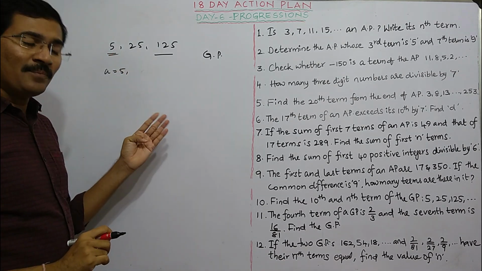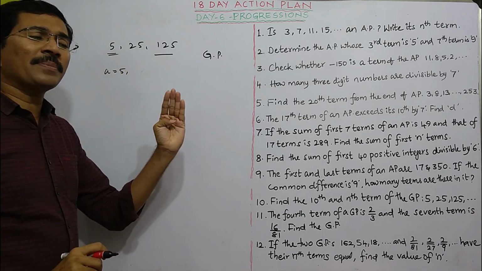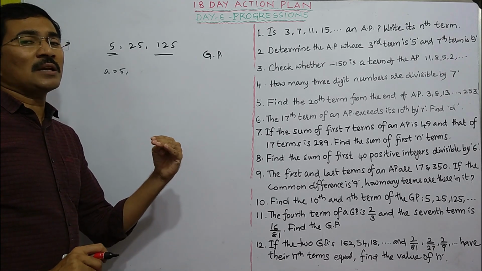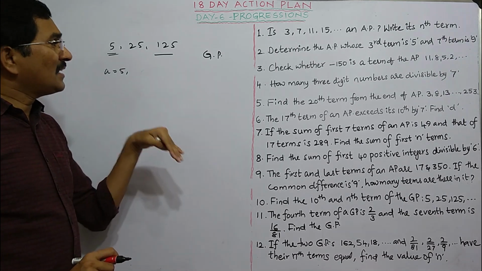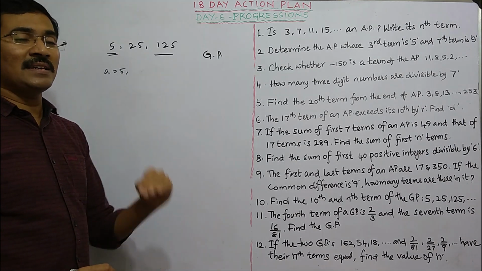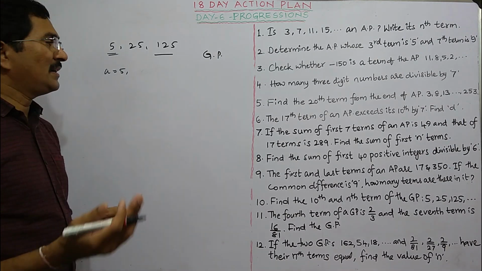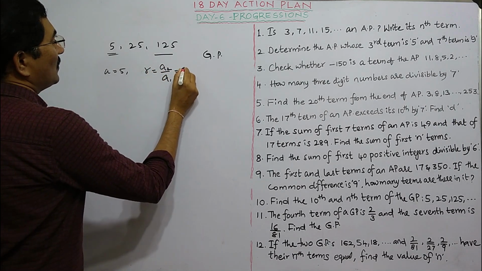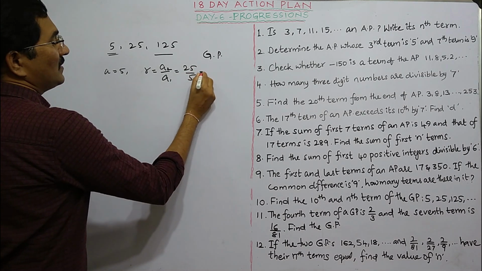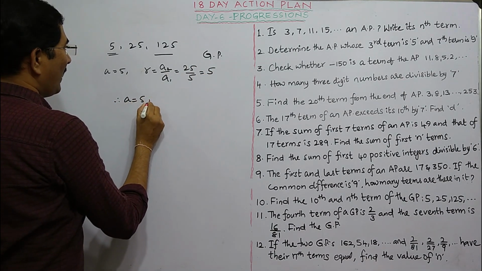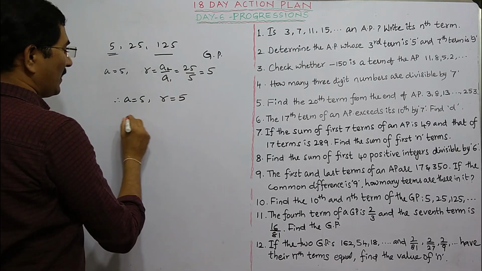Then what about R? In case of arithmetic progression, we were subtracting A3 minus A2 or A2 minus A1. That way we got the common difference. Here in geometric progression, we have to divide A2 by A1 or A3 by A2. Then we will get a common ratio. So let us see. R is equal to A2 by A1, which is 25 by 5. This gives you 5. Therefore, A is equal to 5 and R is also equal to 5.